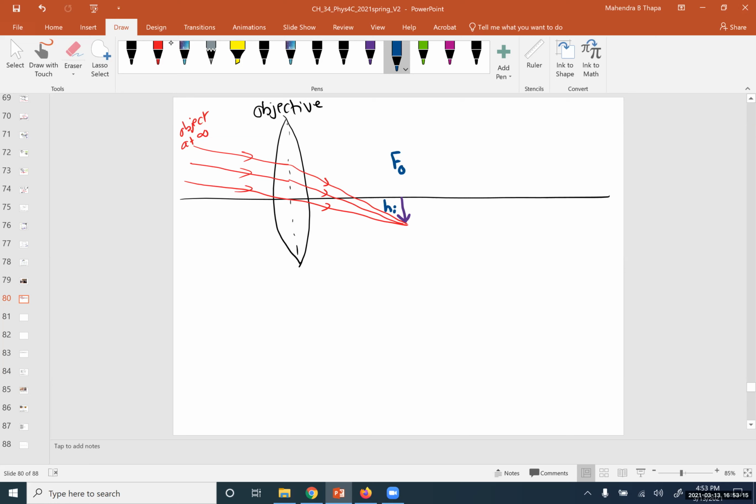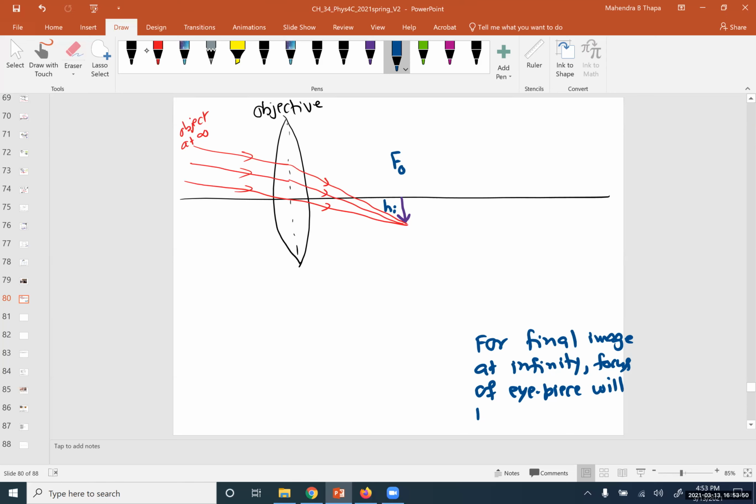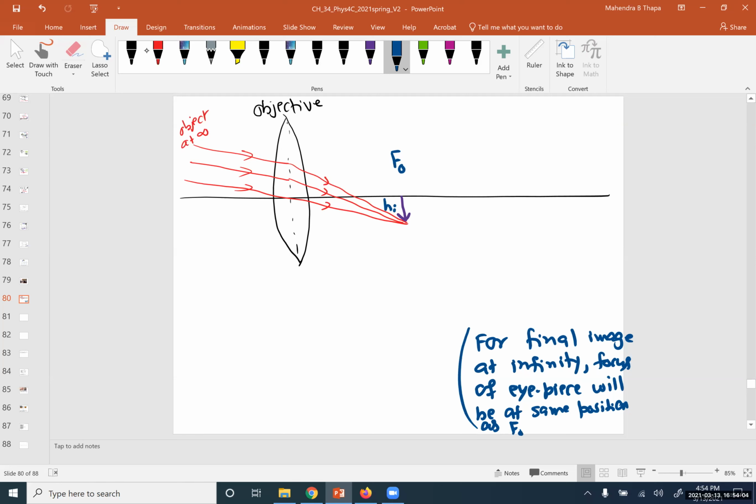So if I want my final image at infinity, the focus point of the eyepiece will be at the same position as F naught. Okay, this means what?